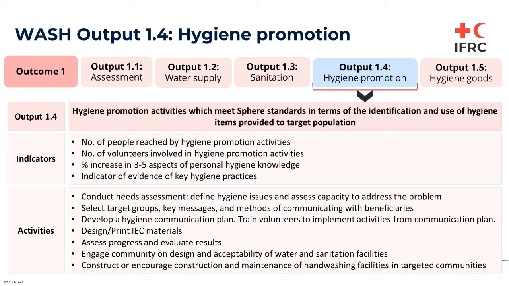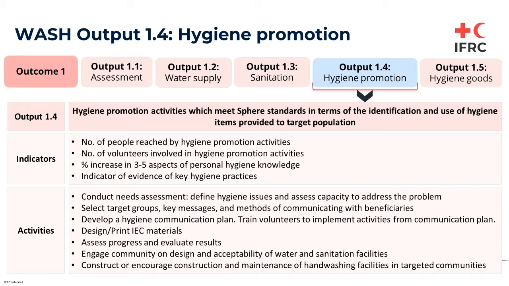Outputs 1.4 and 1.5 are by far the most commonly selected outputs. Understandably so, since many National Societies carry out hygiene promotion activities coupled with distribution of hygiene-related goods. Similarly, choose what is applicable.